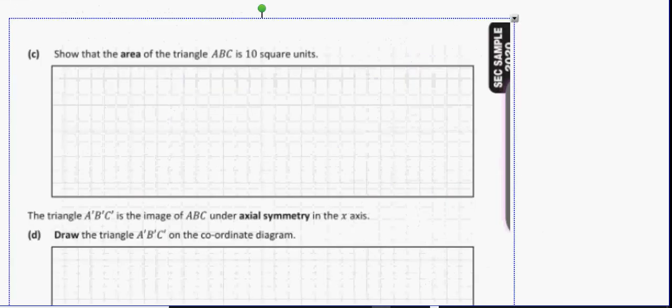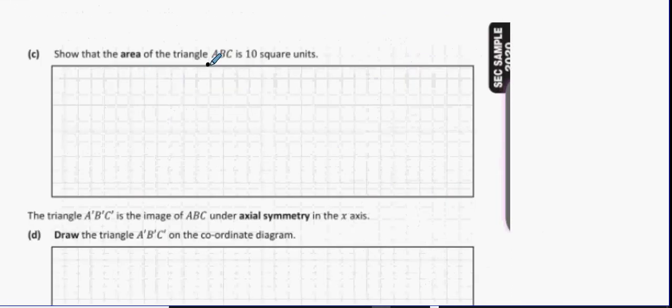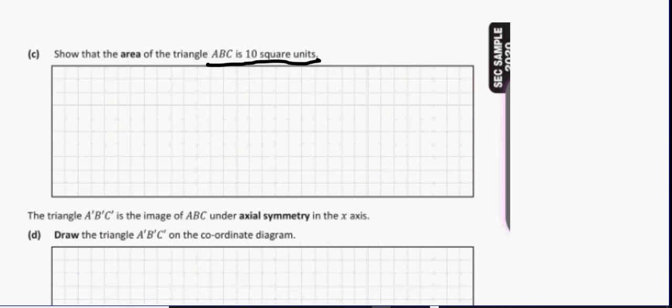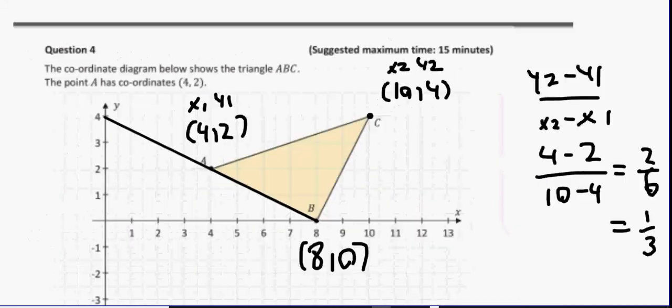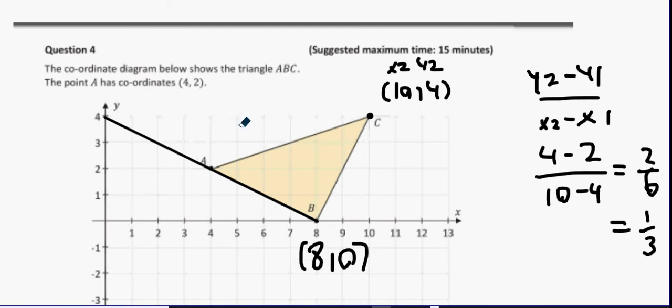Now, C. Show that the area of the triangle ABC is 10 square units. No bother. Alright. 10 square units. Tough. Alright, here's what we're going to do. Is this a right angle triangle? Can anybody tell me? It looks like it, but I couldn't find a way to prove it. I'll show a way to prove it now, alright?